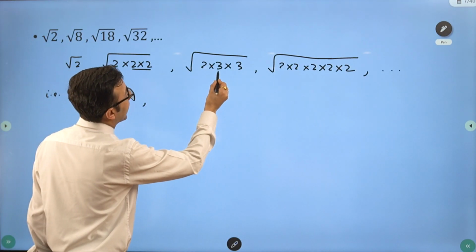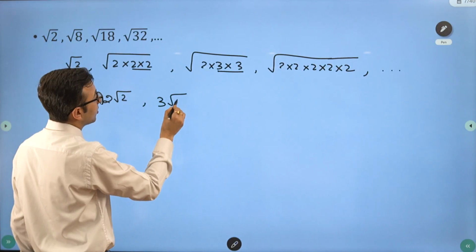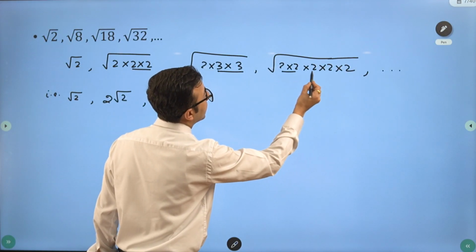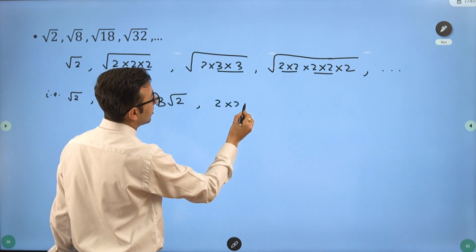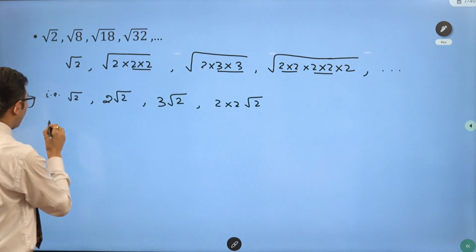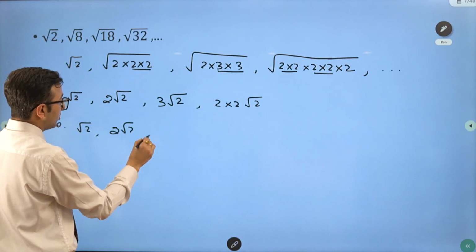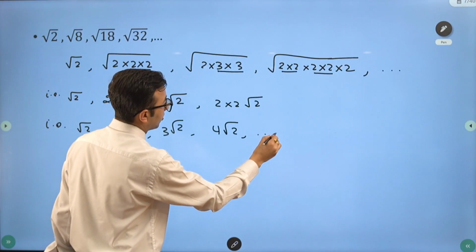Now here 3 has a pair. This 2 makes the power 1, so 3 will be outside. 2 does not have any pair, so it will remain inside. And next, here you can see that 2 pairs of 2 are there. So 2 multiplied by 2 is square root of 2. So what we are getting here is square root 2, 2 square root 2, 3 square root 2, and 4 square root 2, and so on.